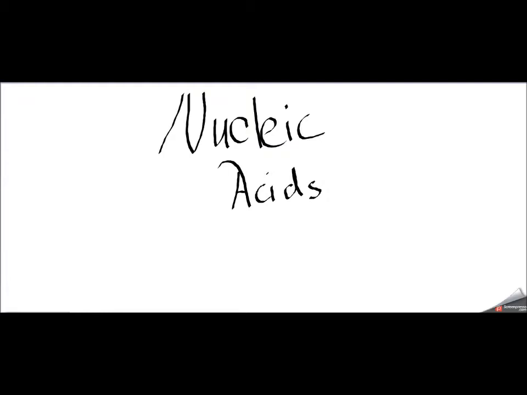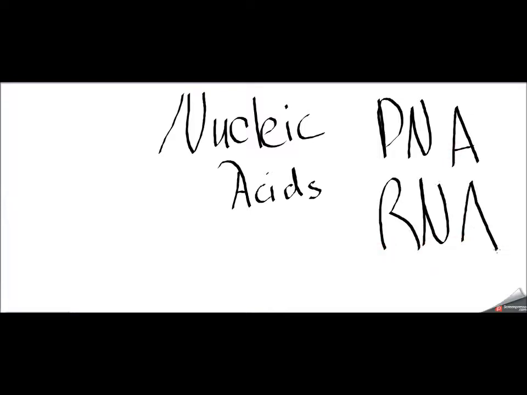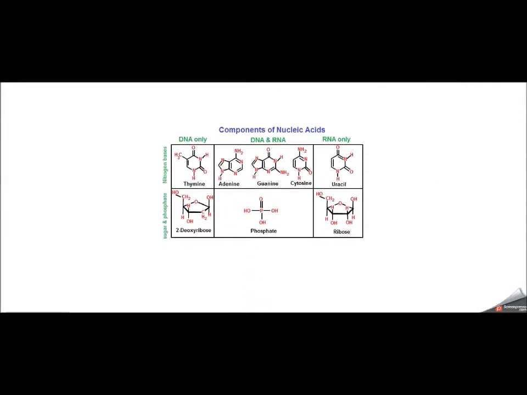Nucleic acids are the monomers that make up complex information storing molecules such as DNA, deoxyribonucleic acid, and RNA, ribonucleic acid. There are three components to all of these nucleic acids. The first is a nitrogen base. In DNA, there are thymine, adenine, guanine, and cytosine, while in RNA there are adenine, guanine, cytosine, and uracil.